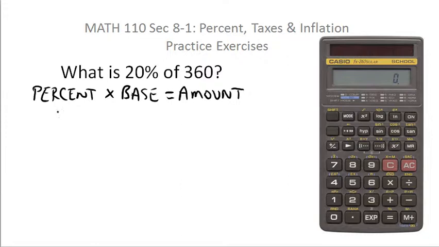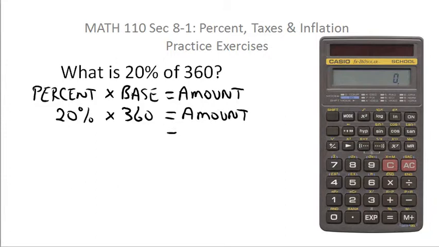So the percent is 20%. The base is the thing you're taking the percent of. So generally when you see a problem like this, the number after "of" is the base. So that's 360. So to find the amount, you simply take 20% of 360.